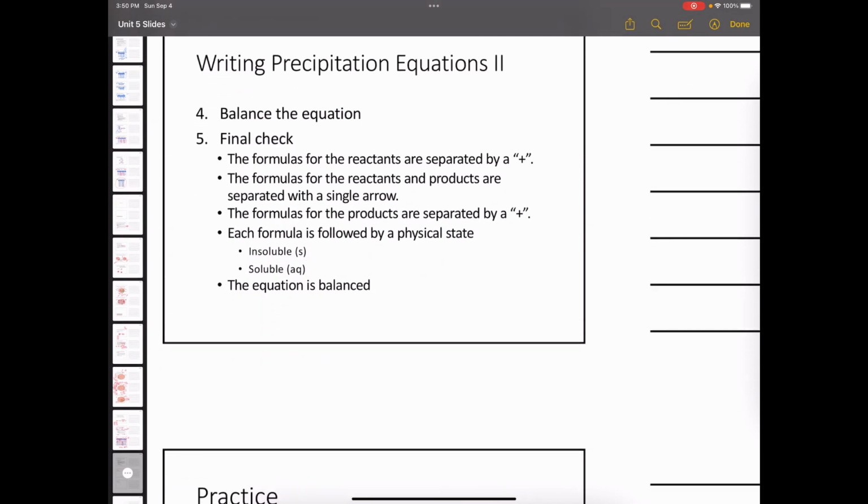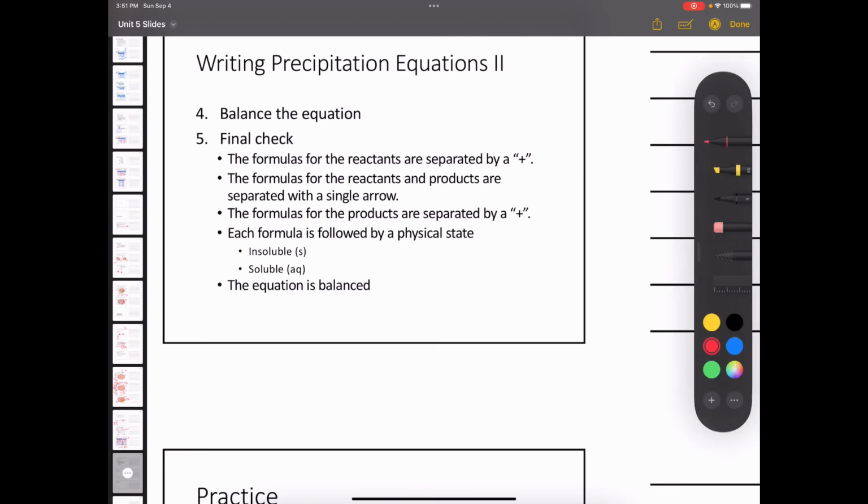The next step after you predict your solubility, you'll have to balance the equation. Just like how we did in previous examples, you make sure that the number of atoms of an element on the left side equals the number of atoms of that same element on the right side of the equation. So the number of atoms on the product side equals the number of atoms on the reactant side, following the steps that we talked about earlier in balancing the equation. Once you balance the equation, you need to make sure that your reactants are separated by a plus sign. This is one of the basics when it comes to writing a chemical equation.